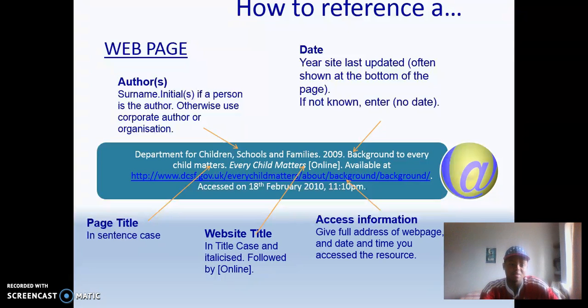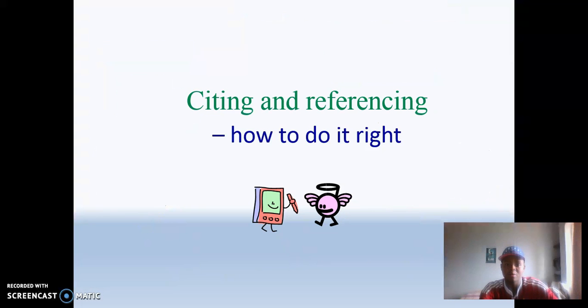Sometimes each and everything on the internet has a title, especially articles, and website title, and then again the access information. You as the reader, the date that you accessed that particular information.